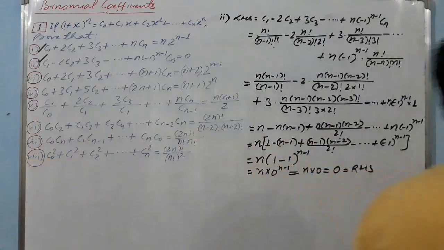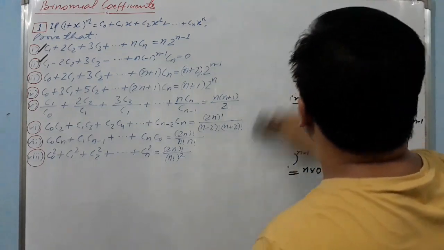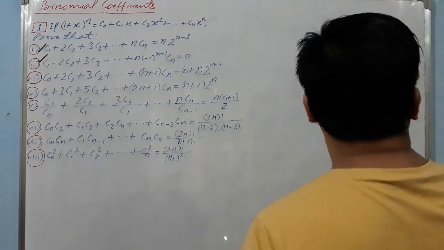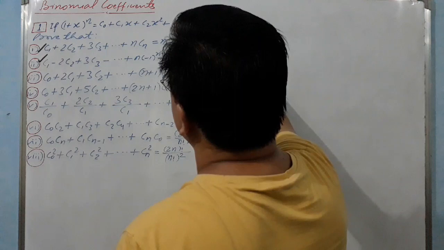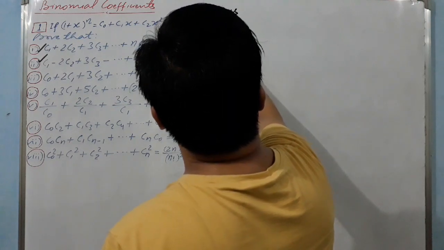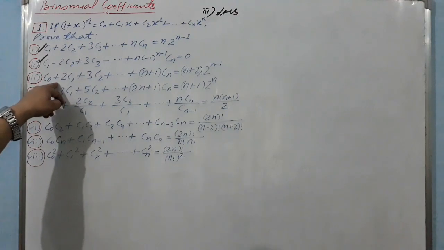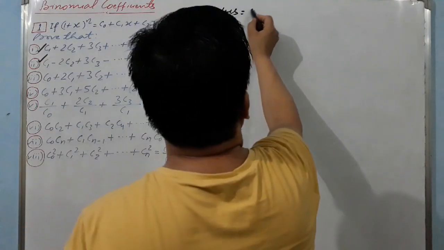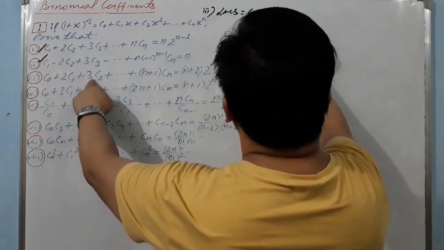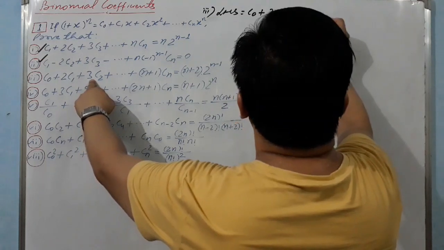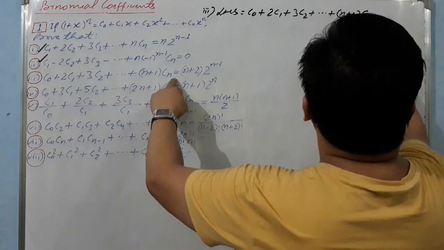Question number 1, third part of the question. Not so difficult. Question number third, left hand side of the third part, a little bit different question: C0 plus 2C1 plus 3C2 plus dot dot, and plus (n plus 1) Cn.